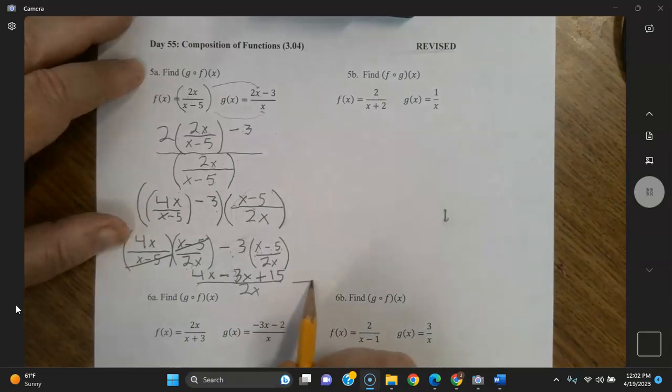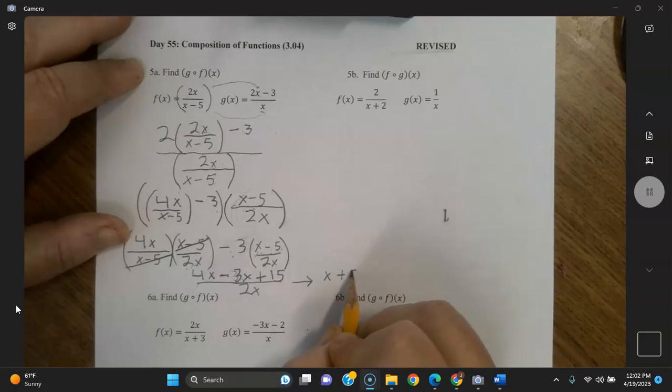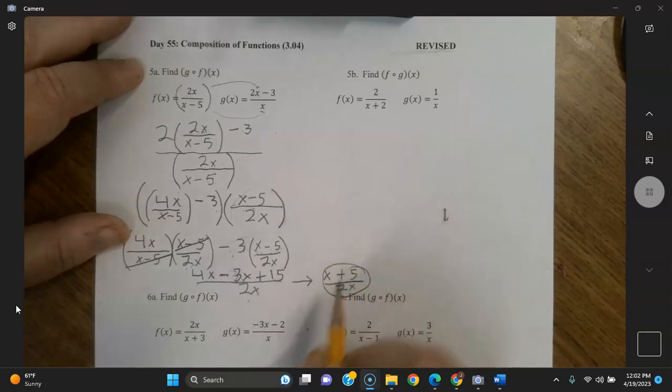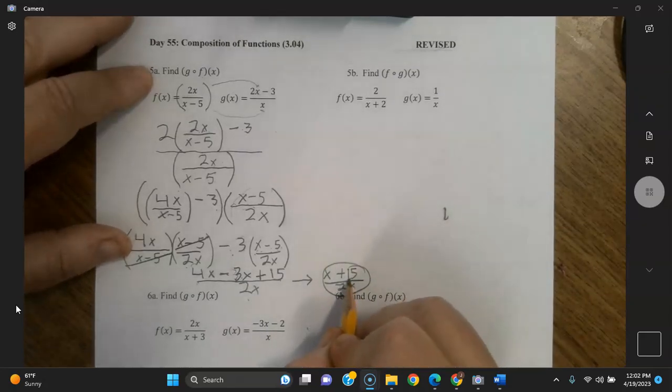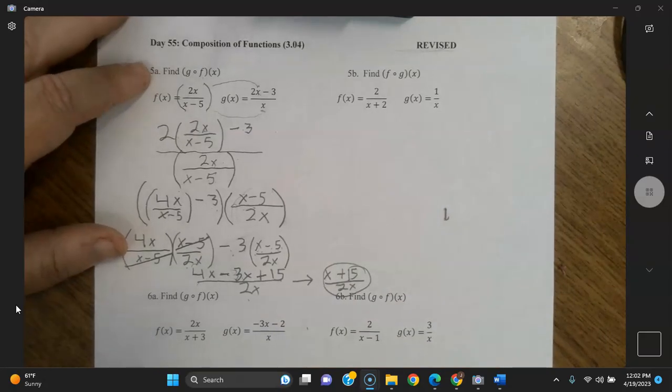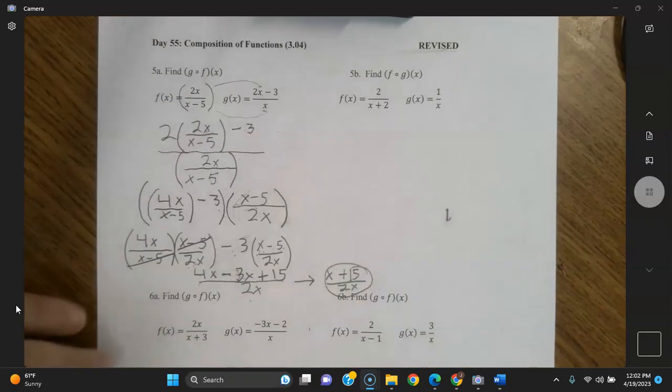So now I'm just going to sneak over here just a little bit. 4x minus 3x is x plus 15 over 2x. And that is your final answer. X plus 15 over 2x.